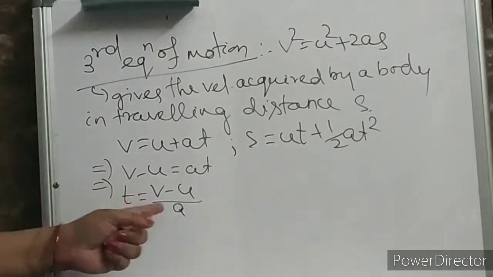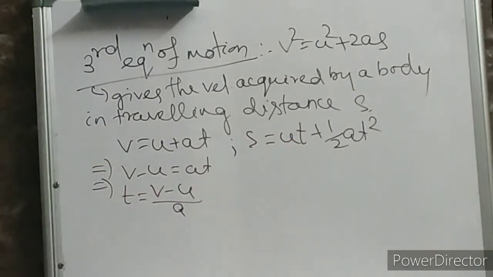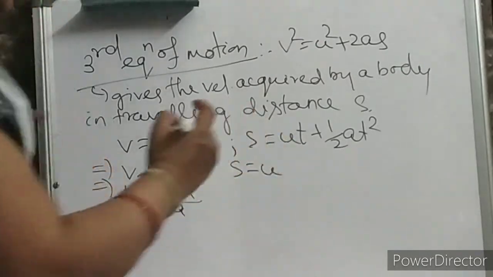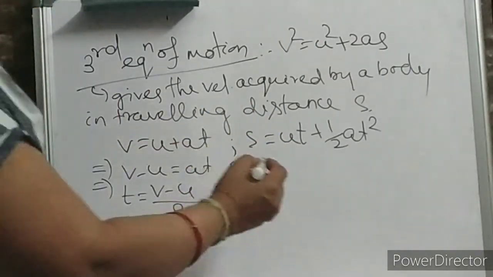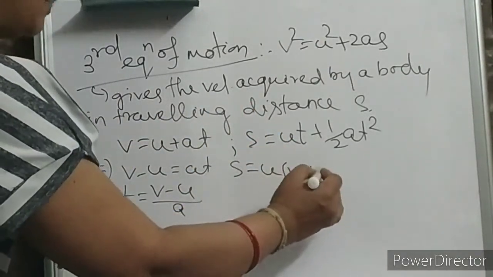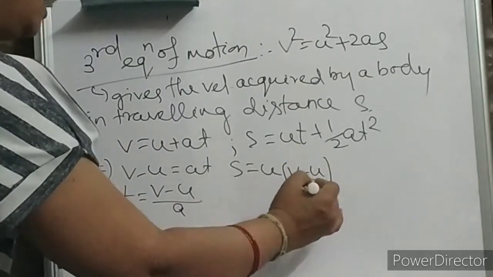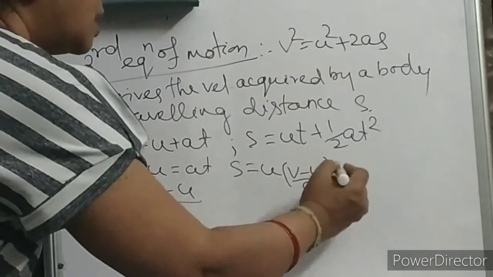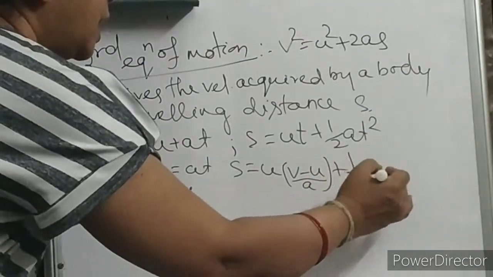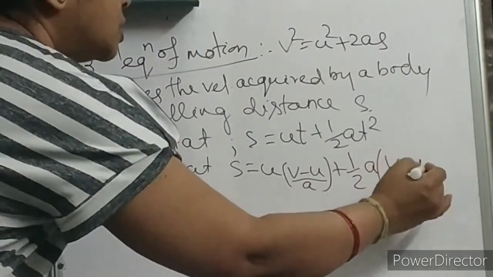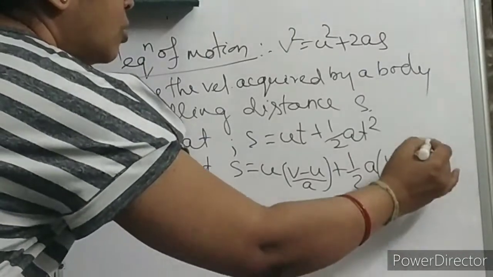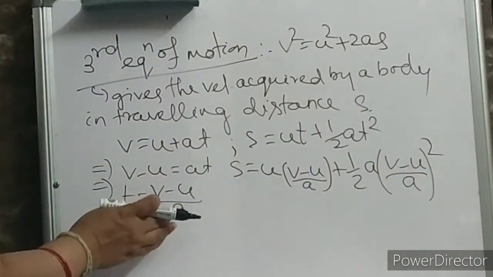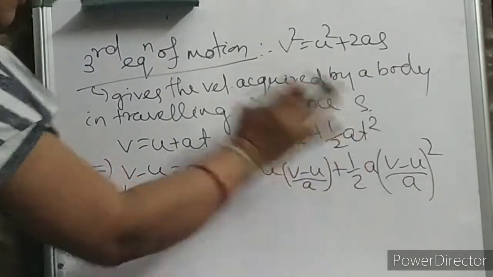Now I put this T value over here. So S is equal to U, in place of T I will write V minus U by A, plus half A times V minus U by A whole square. Clear children? I have put this T value over here.